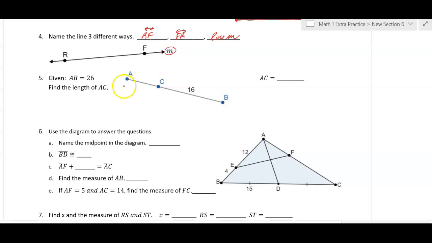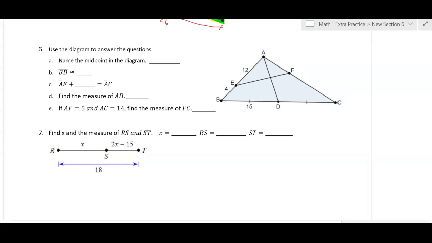So here, you're given AB is 26 units long, BC is 16. So what you have to understand is if this whole segment is 26 units, where I see the overlapping is what I have to subtract. So the length of AC would be 26 minus 16, which is 10.